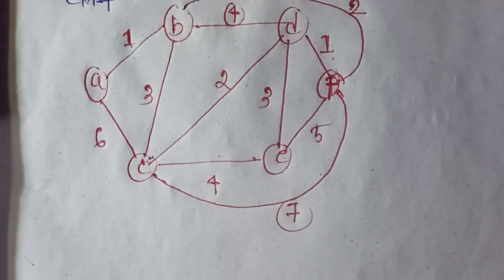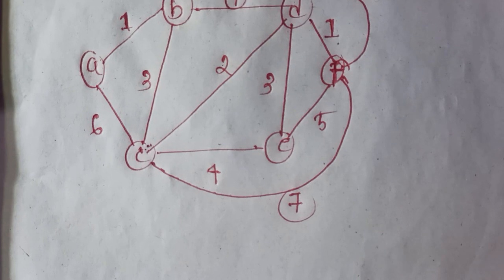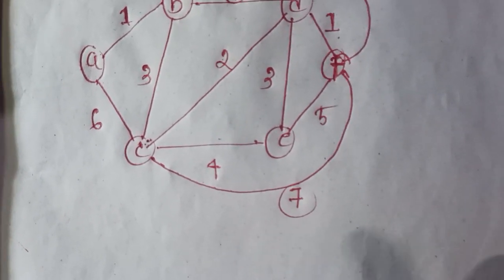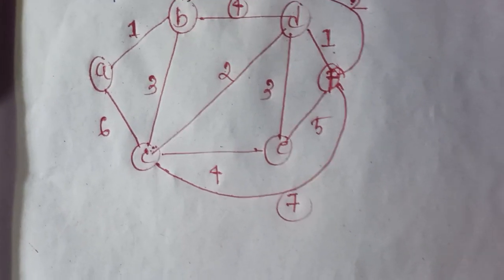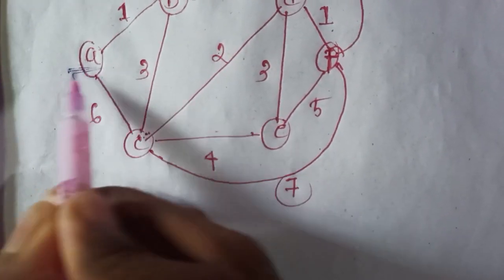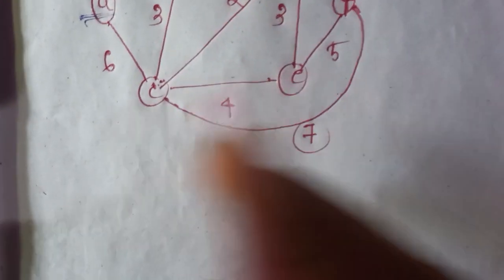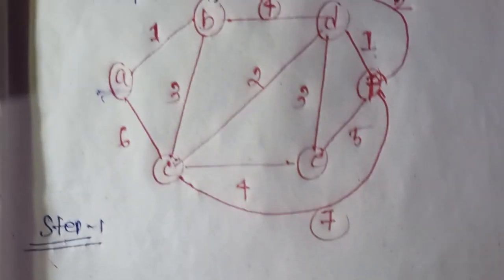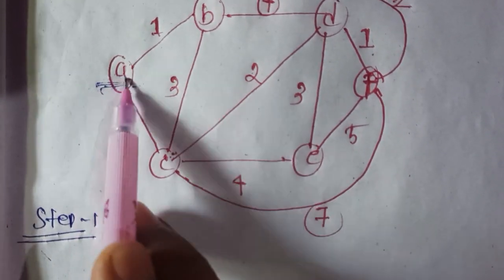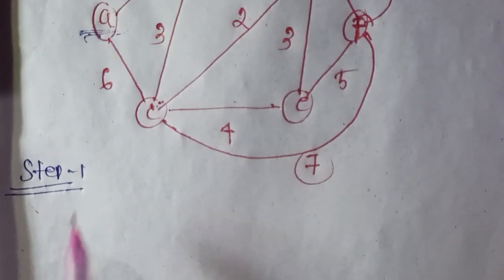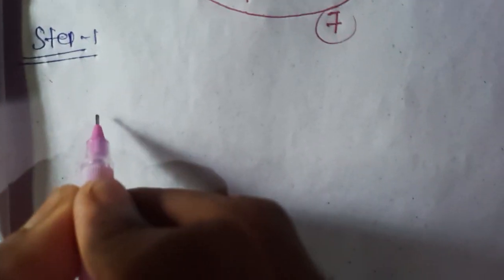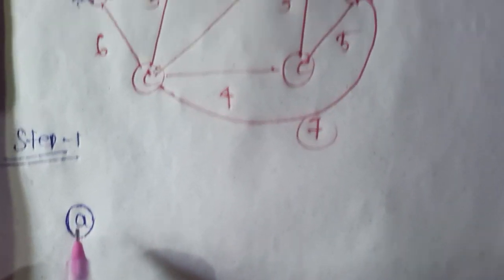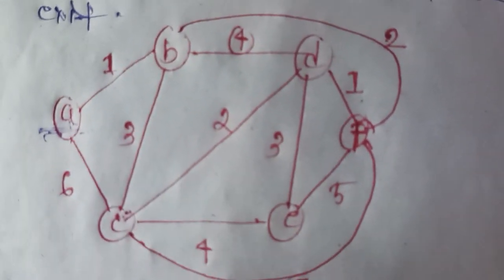So what is step 1? We choose any node as the starting vertex of our graph. I prefer A, as we can choose in alphabetical order. So step number 1: choose the starting vertex. Here we choose the starting vertex as a. So draw this a.